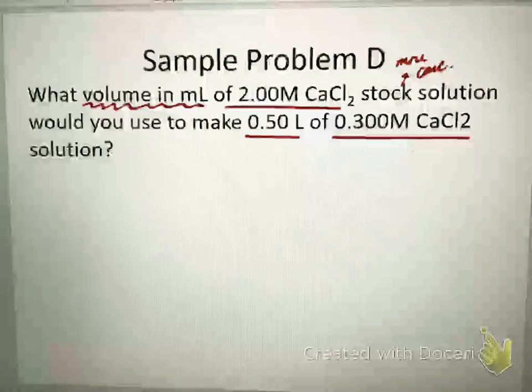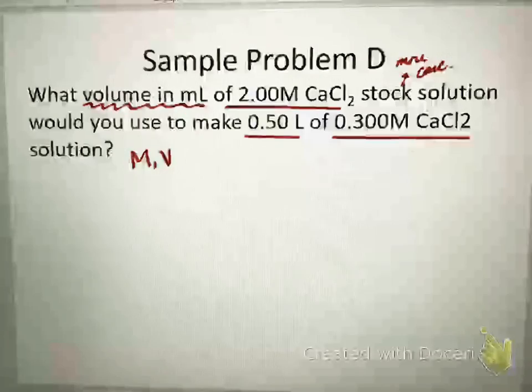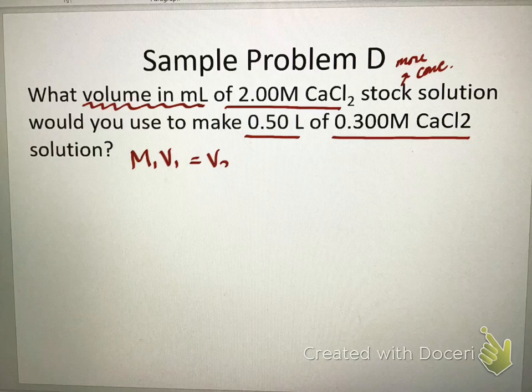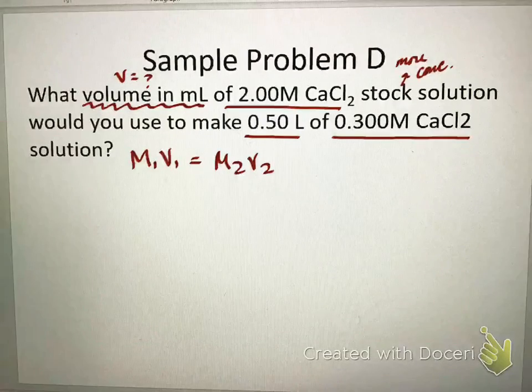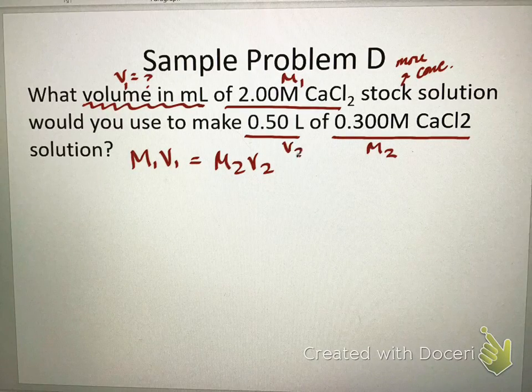Okay, so if we're doing a dilution, we can always use the formula M1V1 equals M2V2. So the M1V1 are always going to be our stock solution or our more concentrated. So for our more concentrated, we are trying to find the volume. We know the molarity. And we're trying to make this diluted solution, and we know the molarity that we want, and we know how much we want. So let's plug these variables in.